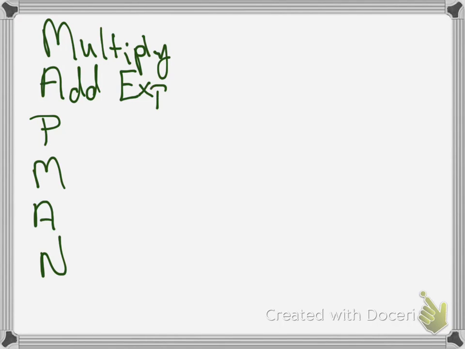Let's talk about Mattman. What is Mattman? Besides a very bad superhero name, it's a mnemonic device, something you create to help you memorize. So what does it mean? It means this: when you multiply, you add the exponents. When you have parentheses, you multiply the exponents.